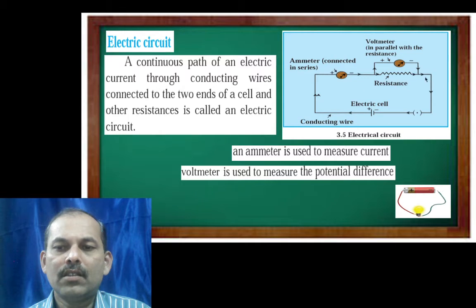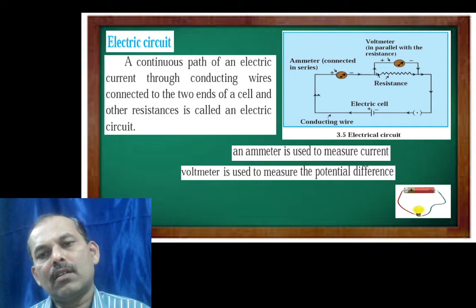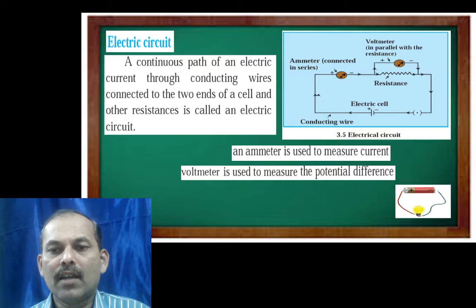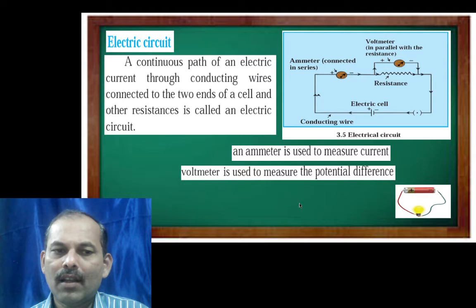Here, this is the electric circuit in which an ammeter is connected. An ammeter is used to measure the current. Here, a voltmeter is also connected, which is used for measuring the potential difference. And here you will see the resistance. This is the conducting wire, conductor, electric cells. Also, the keys are here. So this is the electric circuit.